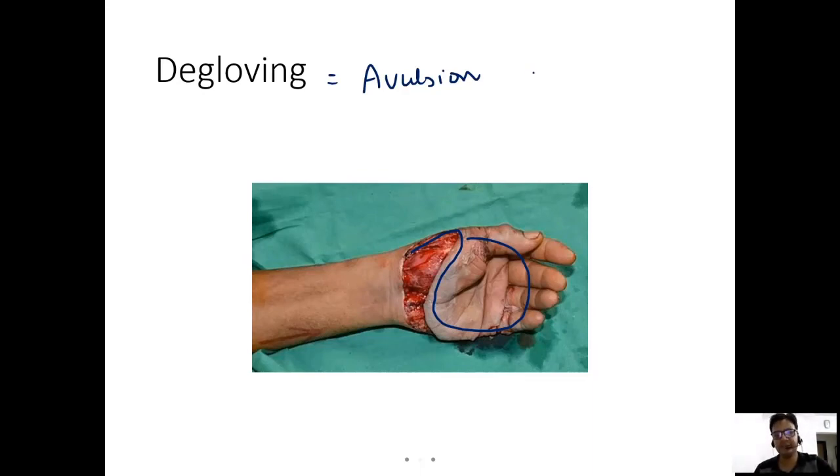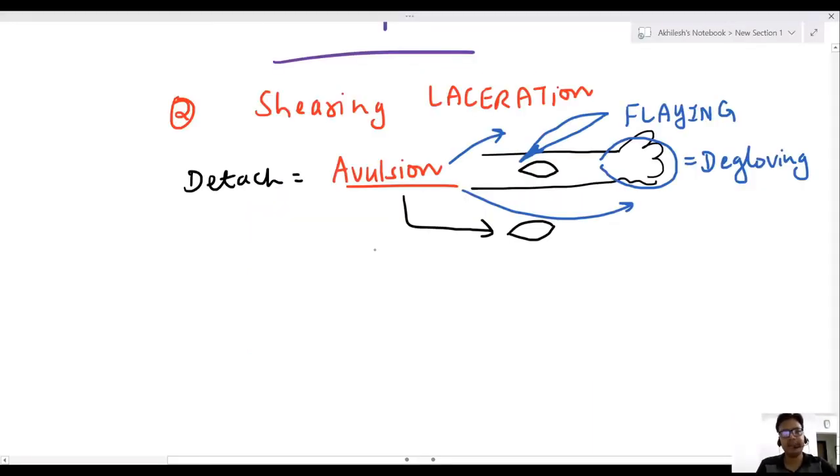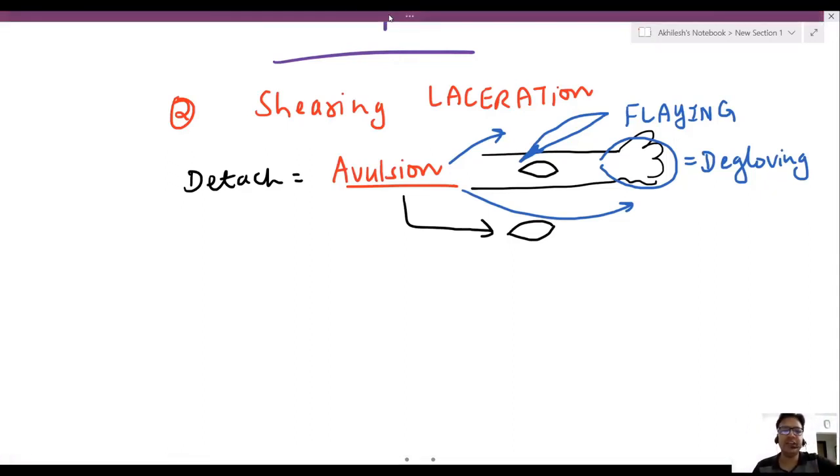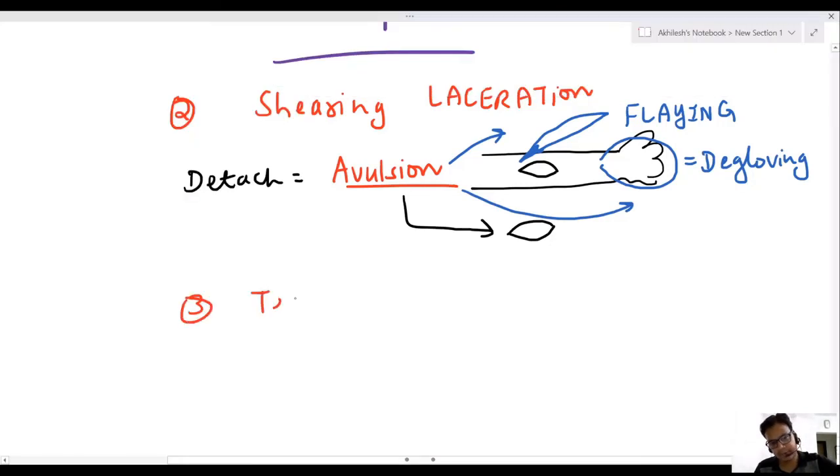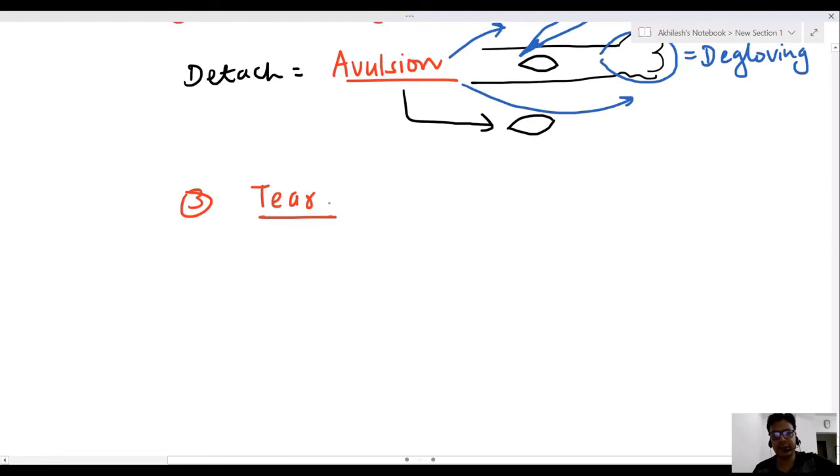So first we have seen stretch laceration, tangential force. Second, we have seen shearing laceration. Third is tear. Tear is a simple tear, splitting of surface.